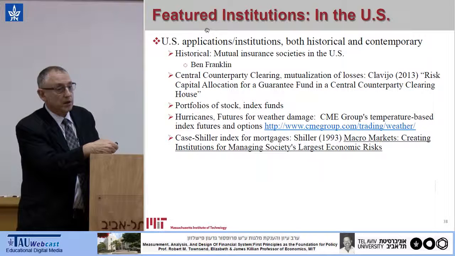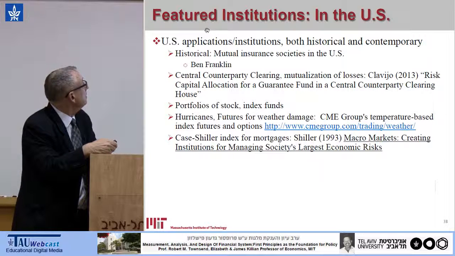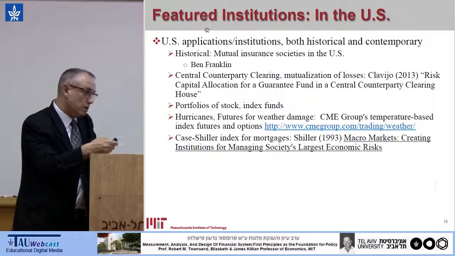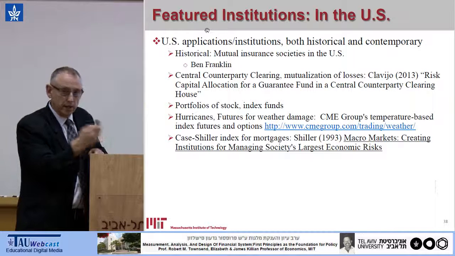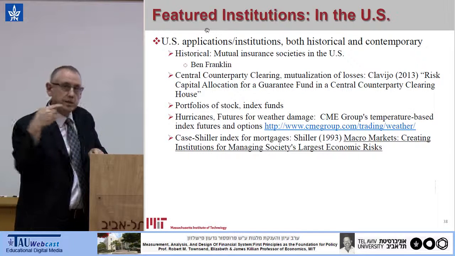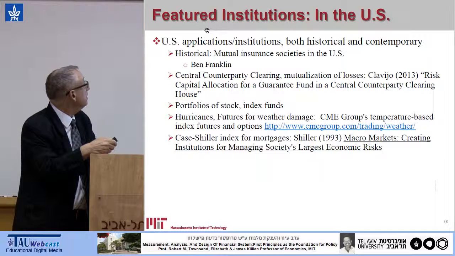Now, how do we do it in New York? Oh, well, we have things like portfolios of stocks, index funds. More interesting examples have to do with central counterparty clearing, which is a mutualization of losses that might happen depending on what a trader does. These are all instances of ex ante design to achieve an optimal allocation of risk bearing.